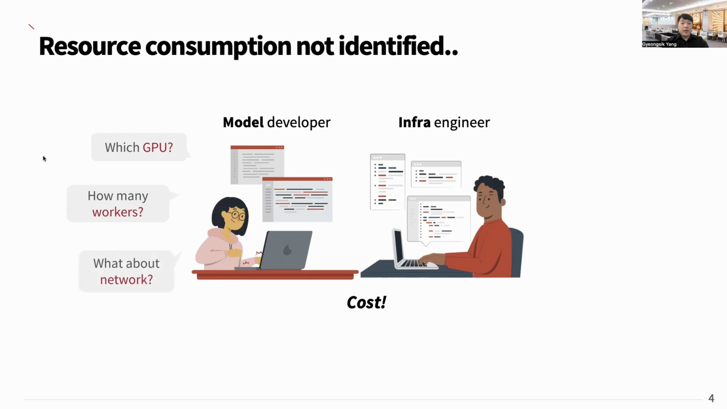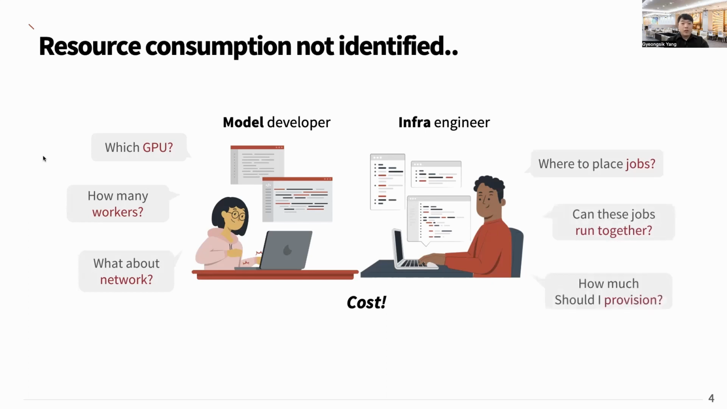The same is true for AI infrastructure engineers, such as GPU cloud operators. For example, which node to place and execute the requested training jobs on, whether multiple jobs can be run concurrently on the same GPU, and how many GPUs or network resources should be provisioned. To find answers to these questions, we explore whether it is possible to predict the resource consumption that will be required for a model.